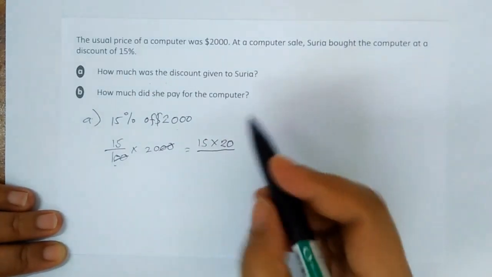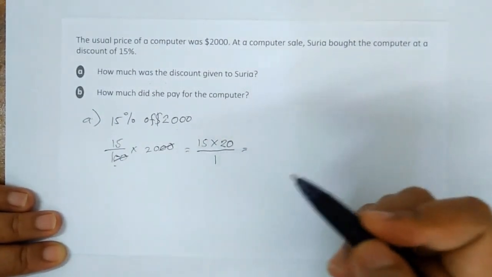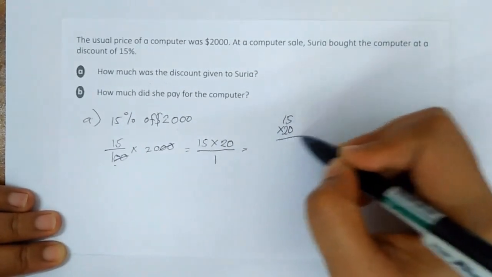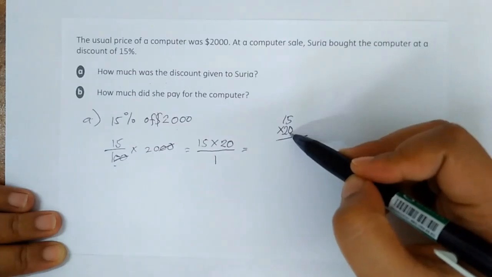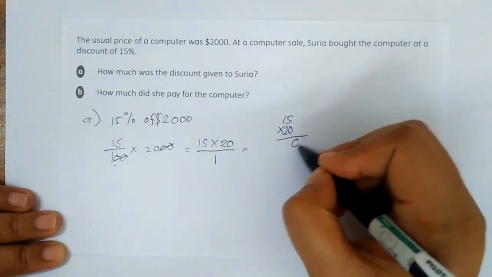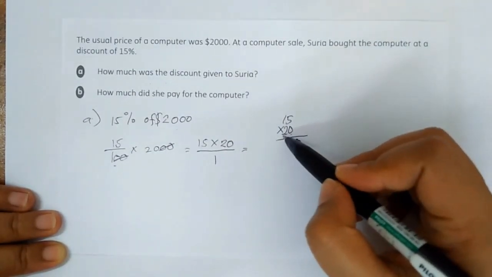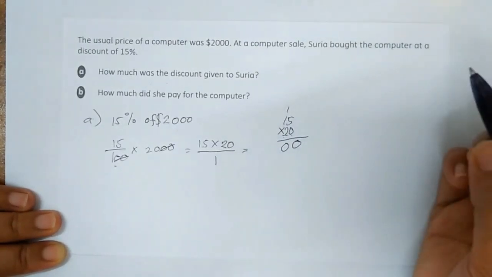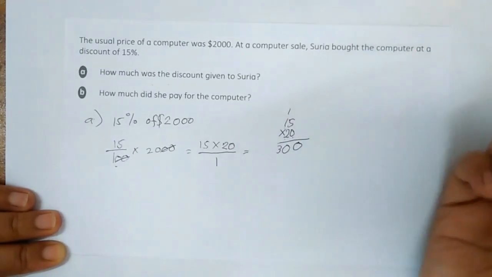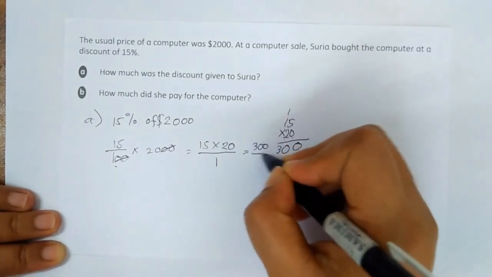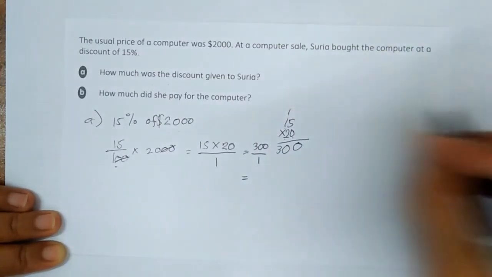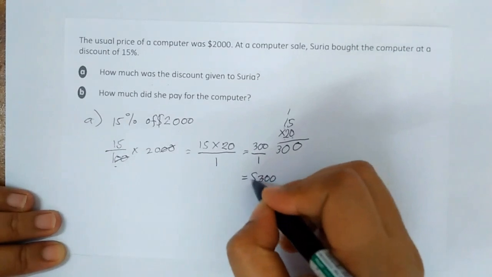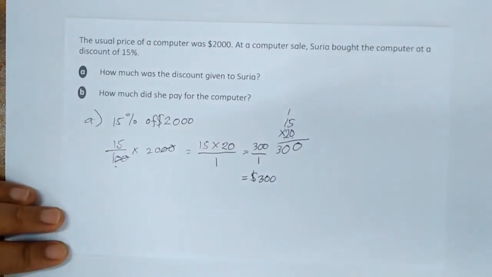Denominator is 1. So just multiply the numerators. 15 times 20. If you have zeros, just drop down the 0. Then multiply the remaining numbers. 2 times 5 is 10. 2 times 1 is 2 plus 1 is 3. So we have 300 over 1 is simply 300. So there are $300 discount for the computer.